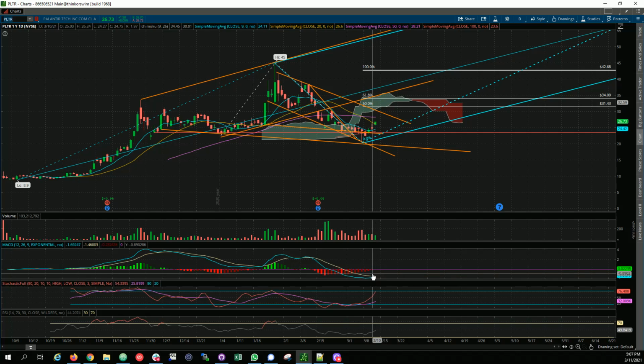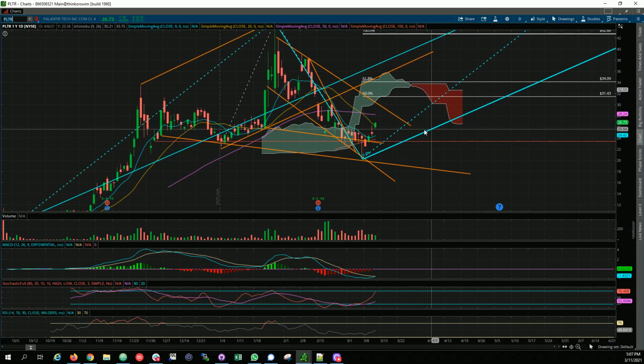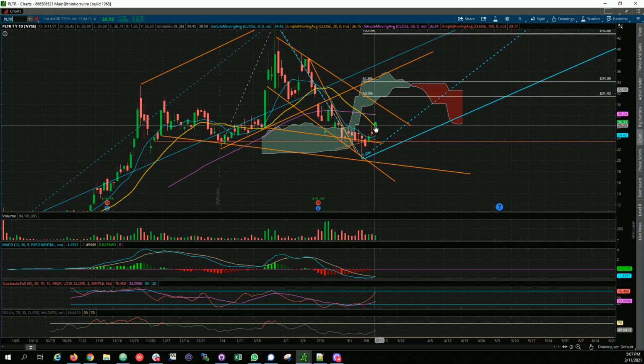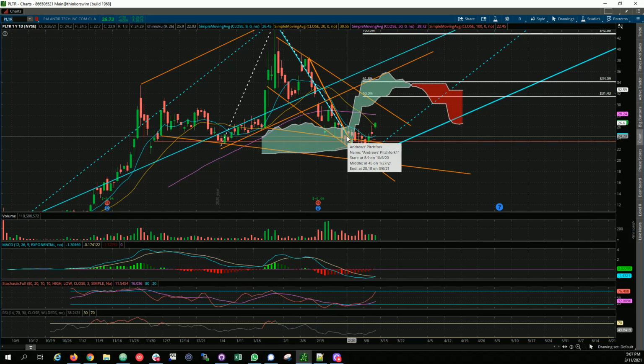MACD is super bullish. Look at it here, the cross. Stochastics is bullish. RSI is picking up slowly. I like that we closed above the 20-day moving average, which is really good, and the 9 is curling up, which is also good. So everything seems bullish. It broke out of this wedge, which is again bullish.